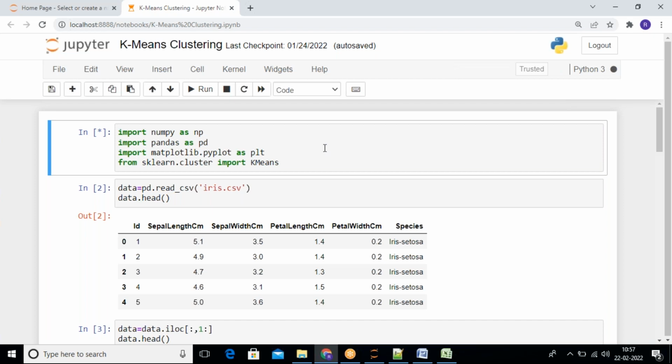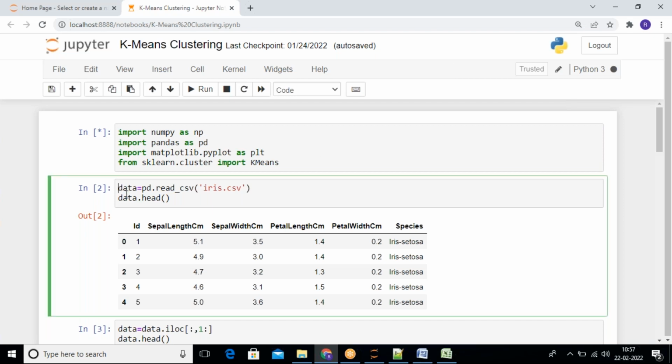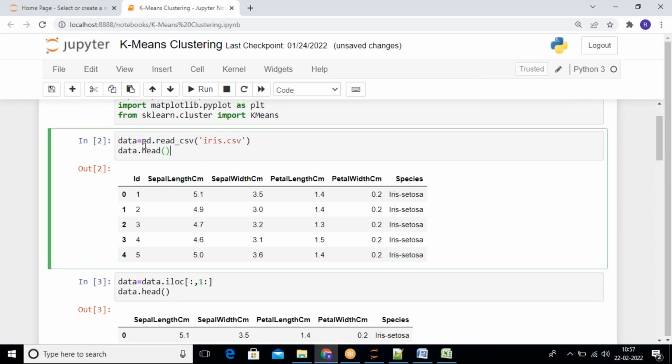No problem? I have read this iris.csv dataset over here. This is also very simple. Reading this iris.csv dataset, you'll say no problem, sir. Now I need to drop this ID.